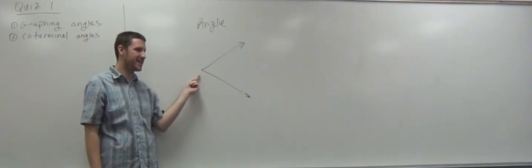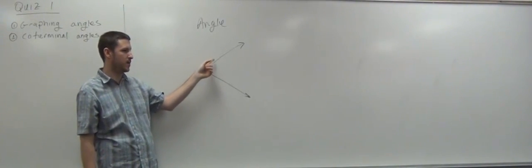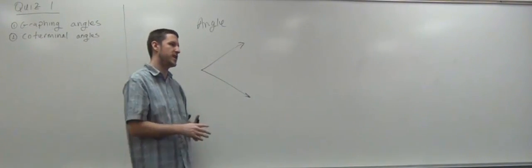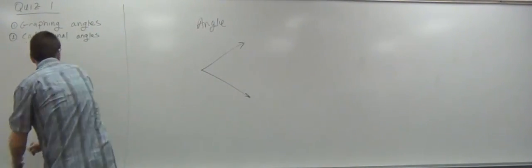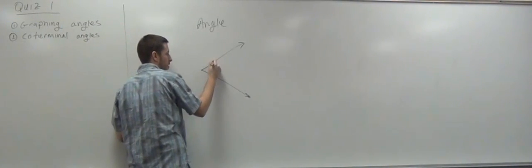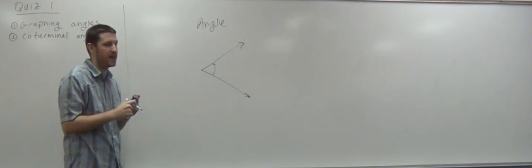This doesn't identify a single angle, because you could be talking about rotating from this ray to this ray, or from this ray to this ray, or from this ray to this ray. You need to give me some sort of a rotation. An angle is a rotation. So to specify which angle you mean here, you have to put a little arrow, like this part, rotating from this initial ray to this terminal ray, is an angle.